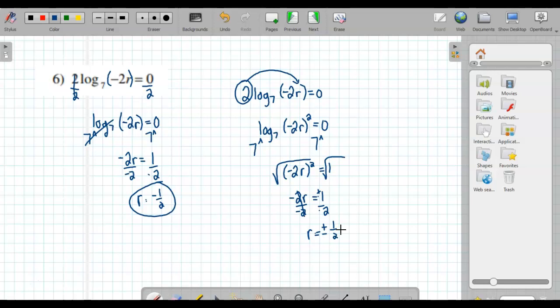However, if we try to plug the positive 1/2 back into our equation, we'll get negative 2 times positive 1/2, which gives us negative 1. And we cannot take the log of a negative number here. So that positive we actually cannot use right there. So we would end up with the same answer as we had doing the problem the other way. We would only get the negative 1/2. I prefer the first way. I think it's a little bit easier, but you can do this the second way.